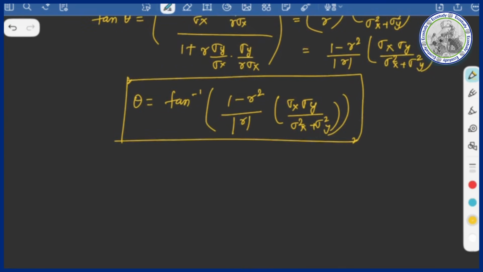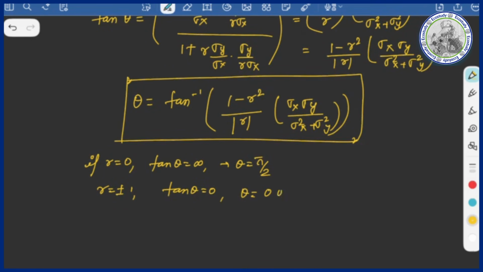If r is equal to 0, tan theta becomes infinity, that is theta is equal to pi by 2. Or if r is equal to plus minus 1, tan theta is equal to 0, meaning theta is equal to 0 or pi. So these are the concepts.